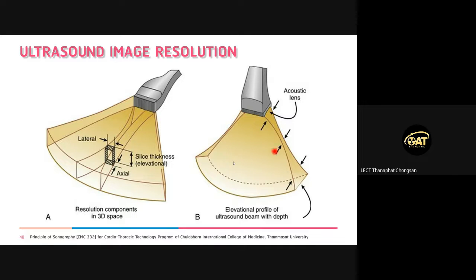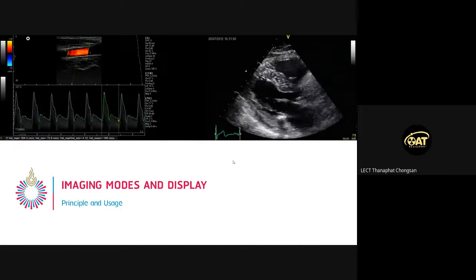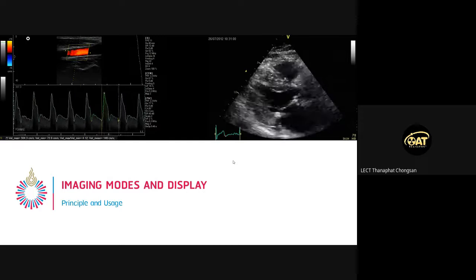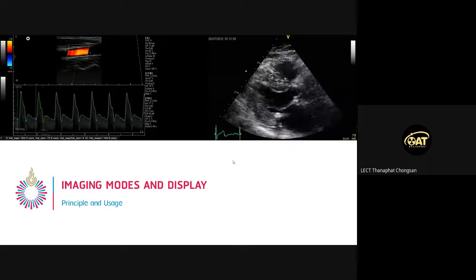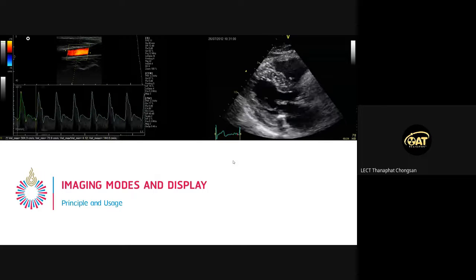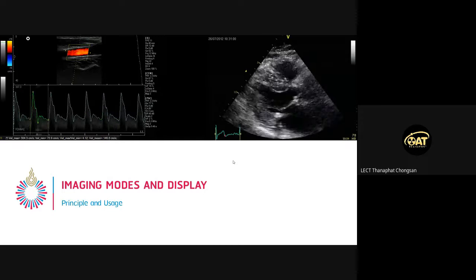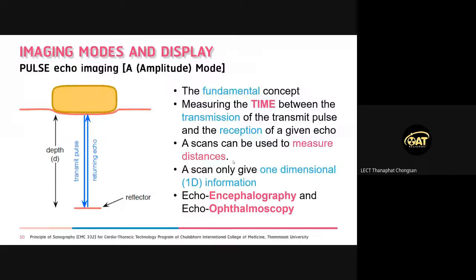This area is the focus area. In an ultrasound machine, we can select a mode to examine. For this topic, we will learn about these modes. The first mode is pulse echo imaging, or A mode, or amplitude mode. The first mode, amplitude mode, is a fundamental concept from the early era of ultrasound.